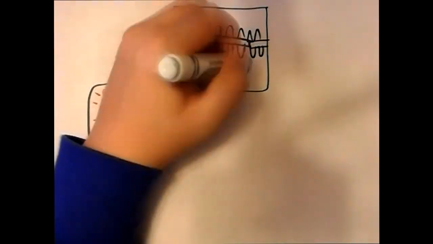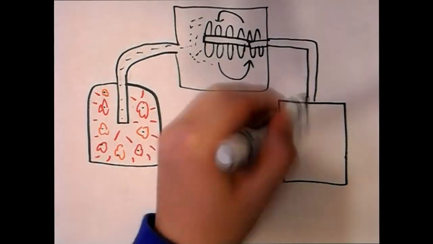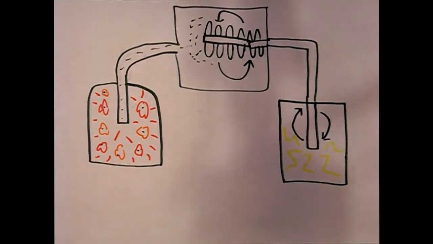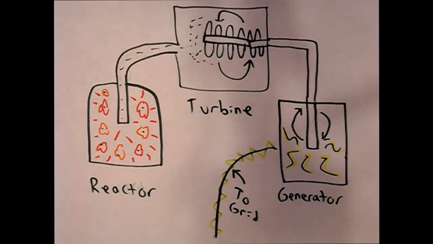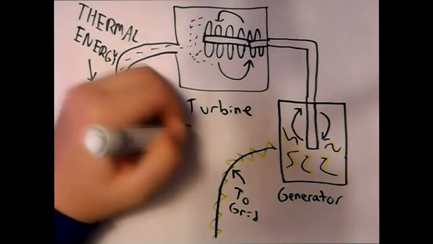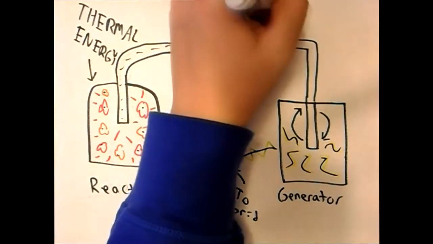So we saw how the reactor works. Here's how the power plant works as a whole. This nuclear chain reaction heats water until it becomes steam. The steam then spins a turbine, which in turn spins a generator, generating electricity. The electricity generated then goes out onto the grid to power our homes. So here we've converted nuclear energy into thermal energy, which eventually turns into electrical energy.